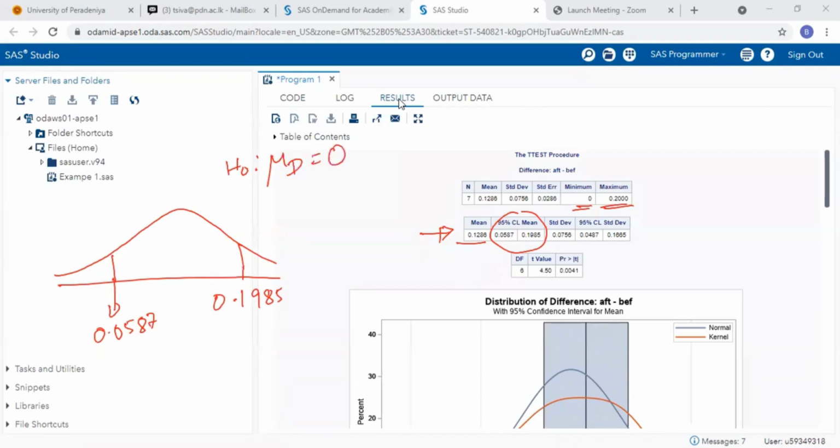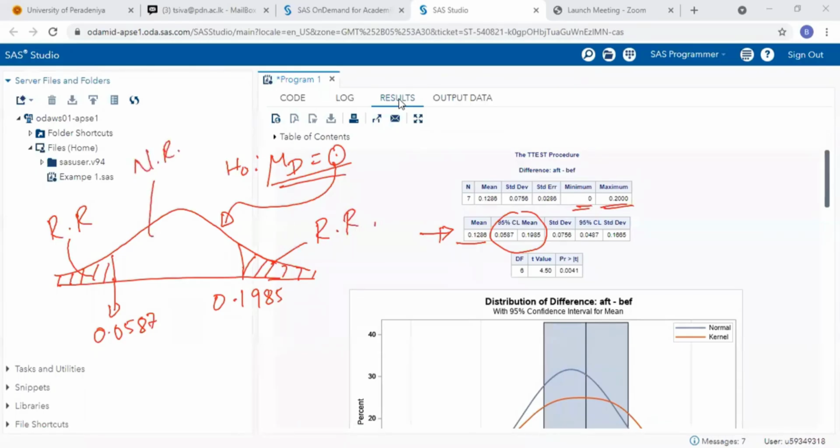Why? The null hypothesis is mu difference equals 0. Does this 0 come within this range of values? This is the rejecting region on both sides, right? I have already taught you the rejecting region in your first course. These are rejecting regions, and this is the non-rejecting region.